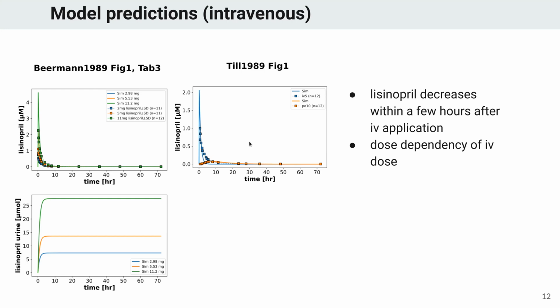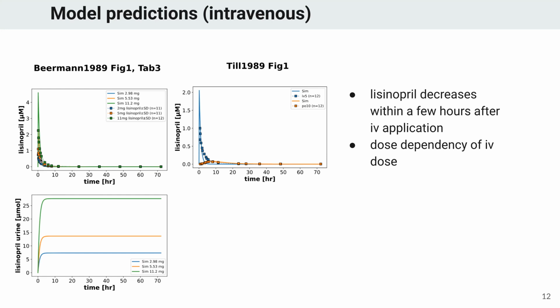predicted very well. Here's also an oral curve in comparison to Till, where they did intravenous 5 milligrams and oral 10 milligrams lisinopril. We can see the model can basically predict both things pretty well. You can also see this dose dependency. The plot is not the nicest, but if we zoom in, we can see this dose dependency pretty well, which I showed before in these scans of just changing the dose between 5 and 40 milligrams intravenously.